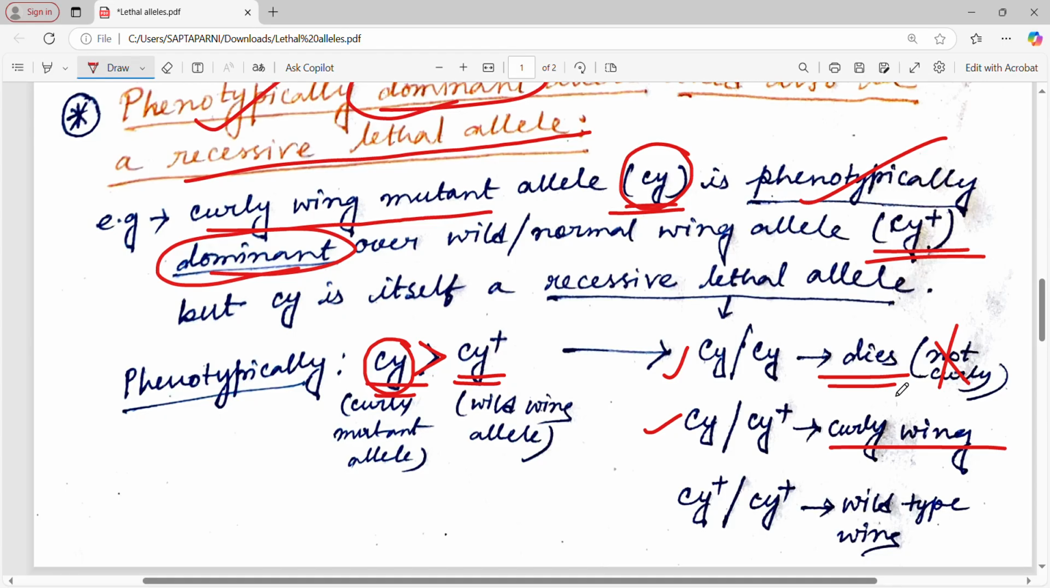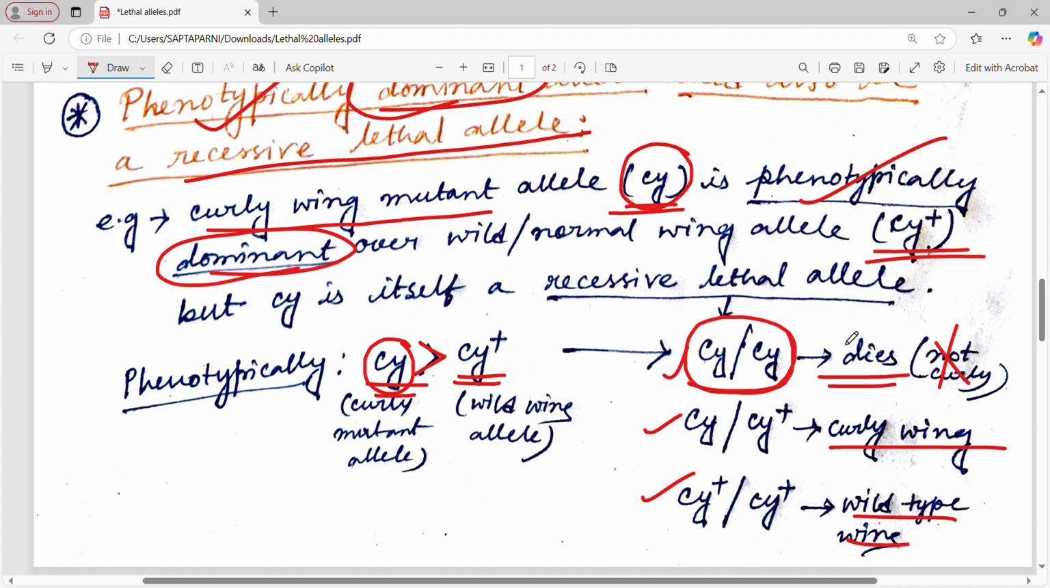On the other hand, as Cy+ is phenotypically recessive, in homozygous recessive condition Cy+ will show wild type wing. That is fine. But the question lies here: why, being a phenotypically dominant allele, in homozygous condition does Cy not show curly wing, rather it is dying, the progeny is dying?